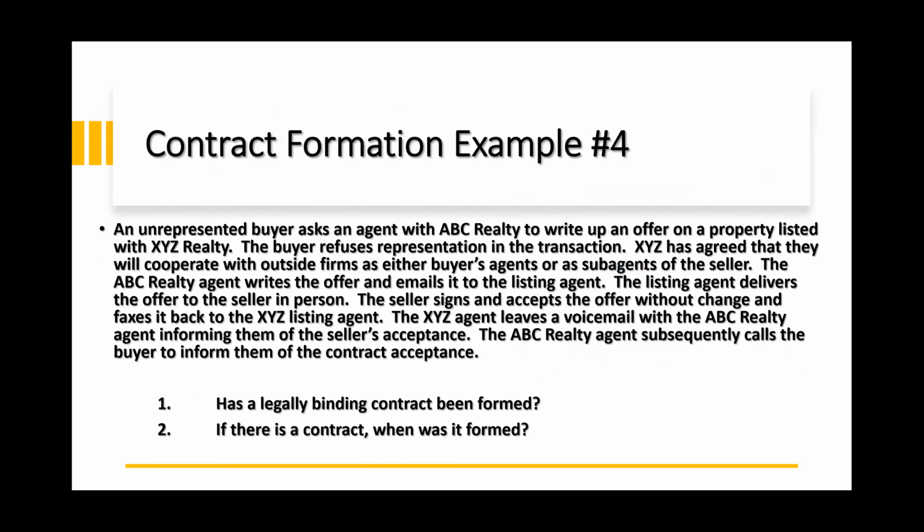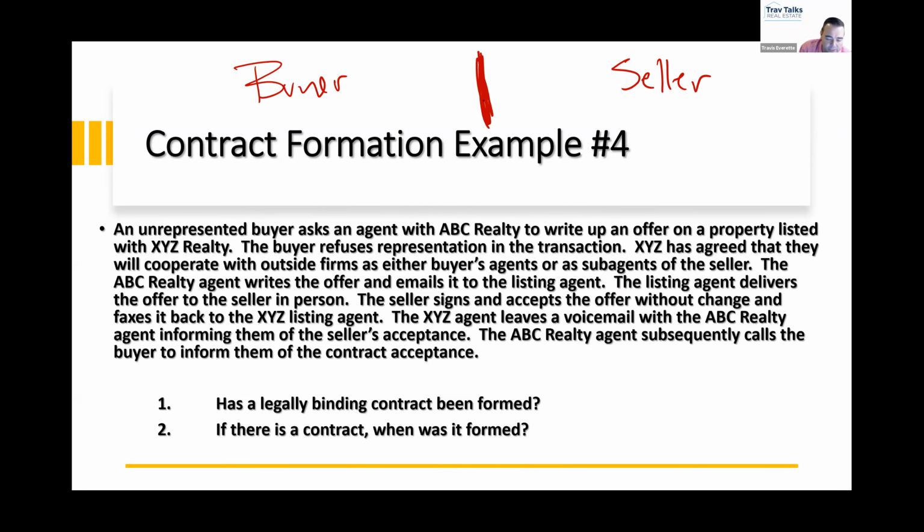And another one. We've got 73 of these to finish today, by the way. An unrepresented buyer asked an agent with ABC Realty to write up an offer on a property listed with XYZ Realty. Okay, so let's look at this. We've got buyer, we've got seller, and the division between them. It says an unrepresented buyer. I'm just going to put an asterisk beside them because they are by themselves. They've got nobody. The buyer refuses representation in the transaction.